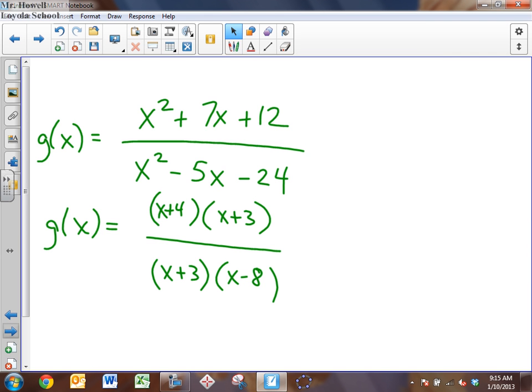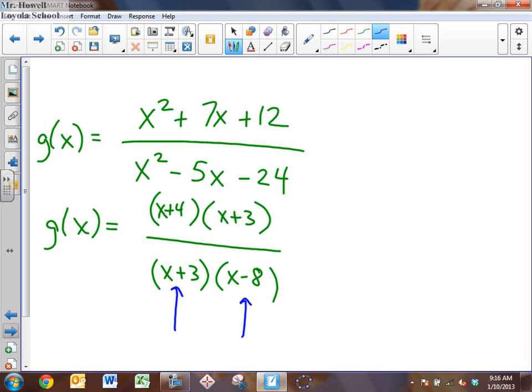Now, first of all, you're going to notice that the x plus 3's cancel. You see that right there? But before we look at the cancellation of the x plus 3's, let's also determine the domain, because it's going to affect the problem. Now, what values make the denominator 0? Negative 3 and 8. Yeah, how come? If it was negative 3, x plus 3 would be 0. Good, so when x is negative 3, it makes this factor 0. And when x is 8, x minus 8 would be 0.